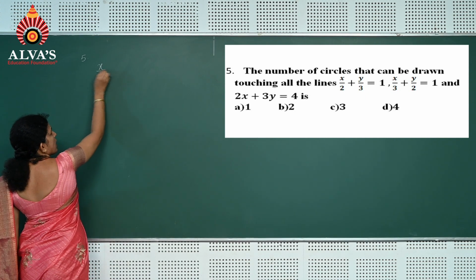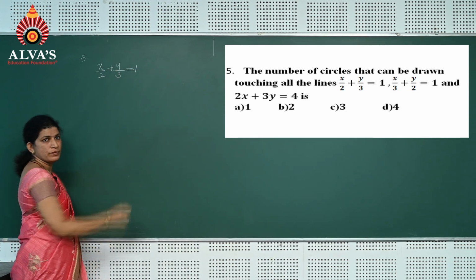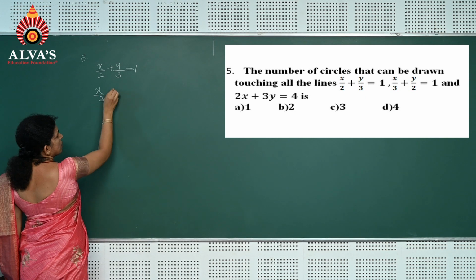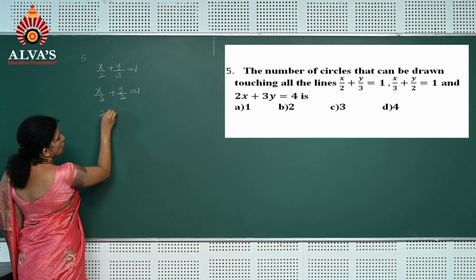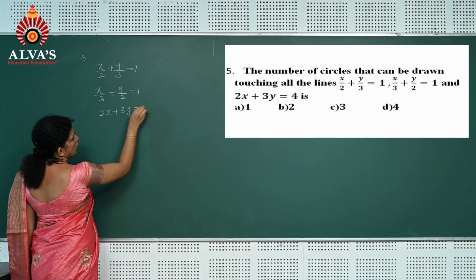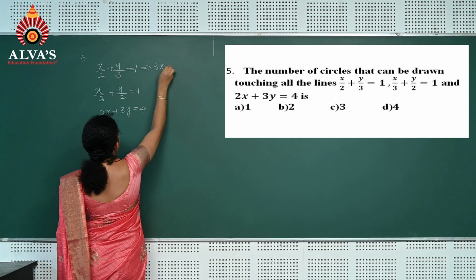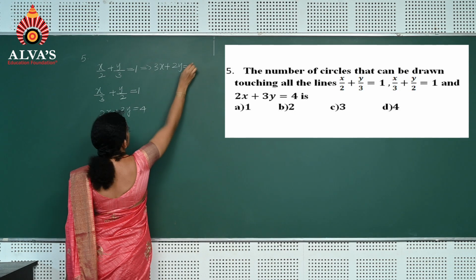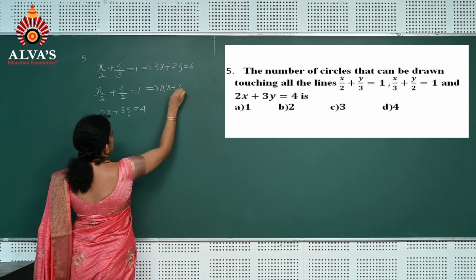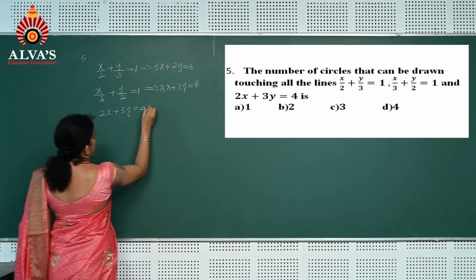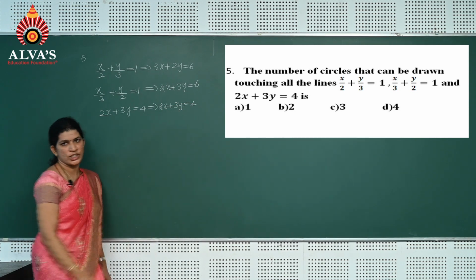The equations of the lines are x/2 + y/3 = 1, x/3 + y/2 = 1, as well as 2x + 3y = 4. Coming to the first line, I am rewriting it like this: 3x + 2y = 6. Another one is 2x + 3y = 6. Another one is as it is, 2x + 3y = 4.